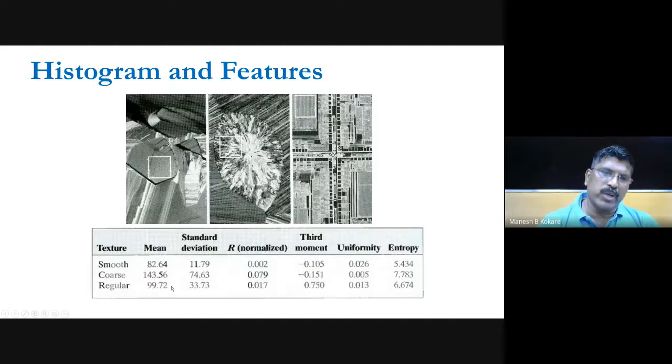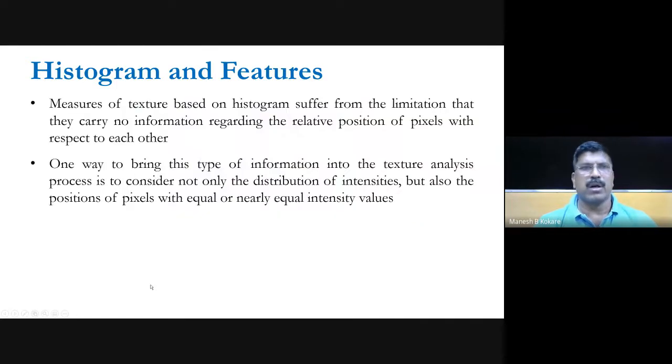Once you calculate the standard deviation and mean of the image, you can tell whether that image is a smooth image, or a coarse texture, or a regular texture. These are the features which are extracted for a smooth image: mean, standard deviation, normalized third moment, uniformity, and entropy. For a coarse image also it is like this, and for a regular image it is also like this. So from these values you can estimate what kind of image it is, whether it is a smooth image, coarse image, or regular image, and so on, right?